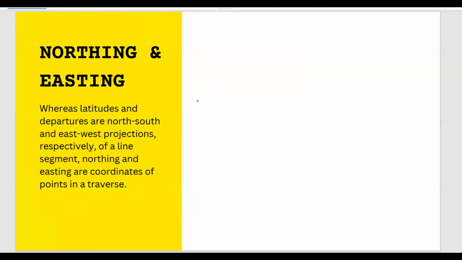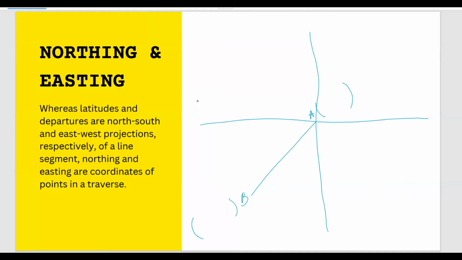Moving forward, let's talk about northing and easting. And this is pretty easy to talk about once we have discussed latitude and departure, because northing and easting, based on the definition, let's just read the definition quickly. Whereas latitude and departures are north-south and east-west projections, respectively, of a line segment, northing and easting are coordinates of points in a traverse. So if we're given a line AB, northing and easting are the coordinates of this line. And you will understand more once we solve a few examples.